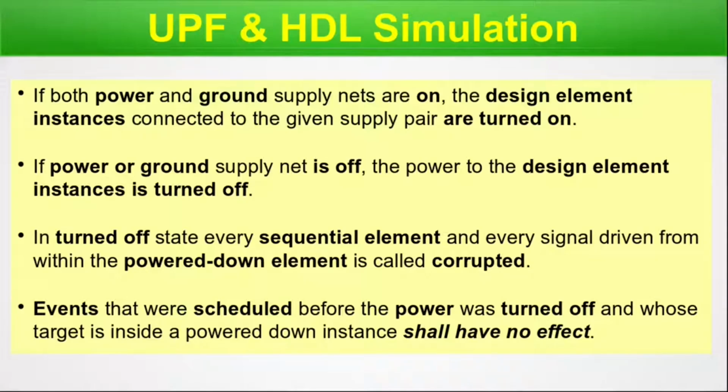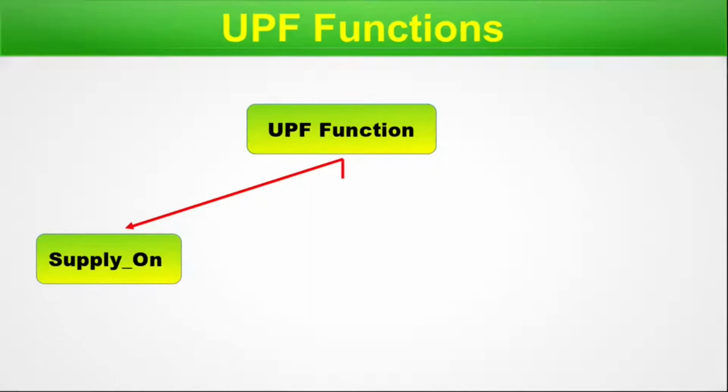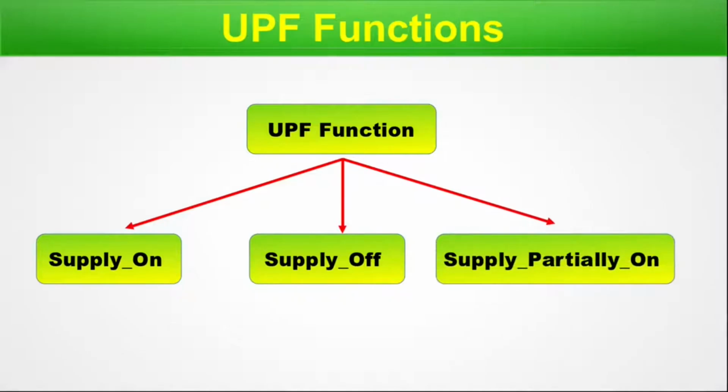So we are done with this slide. Let's move on. In System-Verilog or VHDL, there are three major types of UPF functions which are used to play with any of the power or ground pad or pins of a chip. And here we go. So this is our UPF function. It can be supply on, supply off, or supply partially on. These are the three types. Now, let's go into the detail of each of these functions one by one.